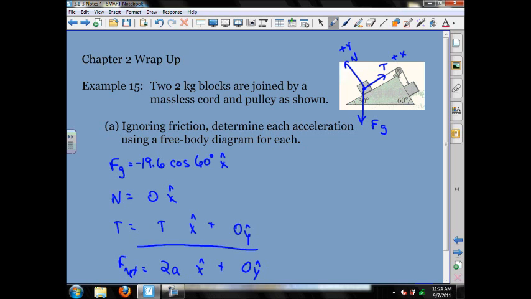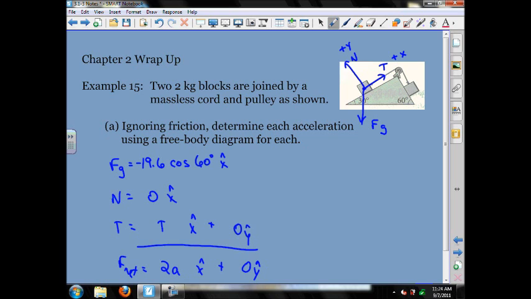If I add up that left column, if I add up all the x components, what happens? That might not necessarily be quite so good. Yeah, that's okay. Tension's in the positive, that's in the negative. 2 variables, good. What happens if we have 2 variables? What do we need? We need another equation, right?